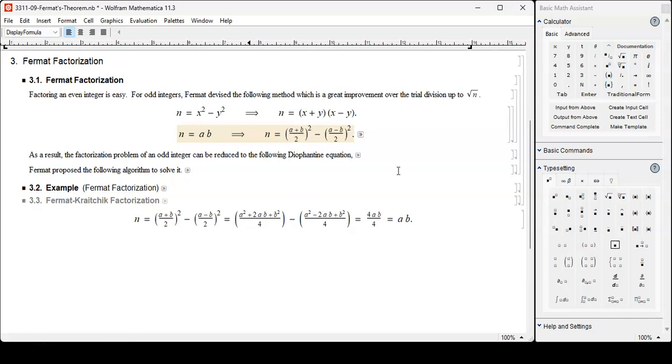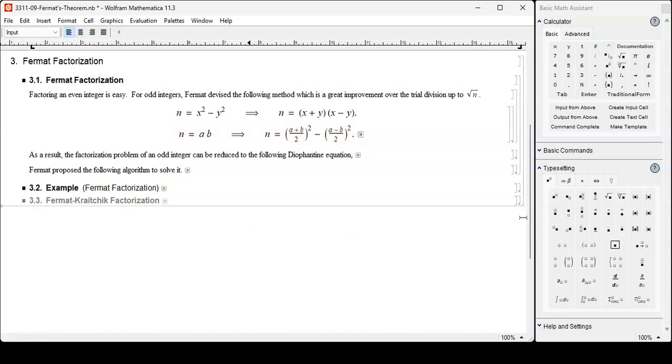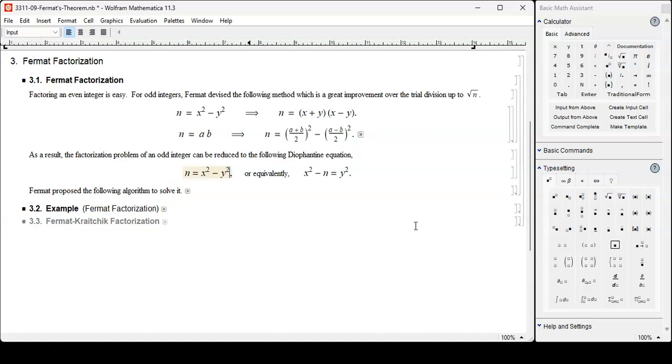But the problem is, are these integers? The answer is yes, if n is an odd integer, because both a and b must be odd. So a plus b and a minus b are both even. Odd plus odd is even. Odd minus odd is even. So we have integer squared minus integer squared, x squared minus y squared form. So the factorization problem of an odd integer can be reduced to the following Diophantine equation: n is x squared minus y squared, where x and y are integers, or equivalently, x squared minus n is y squared.